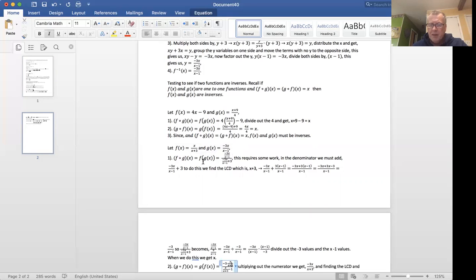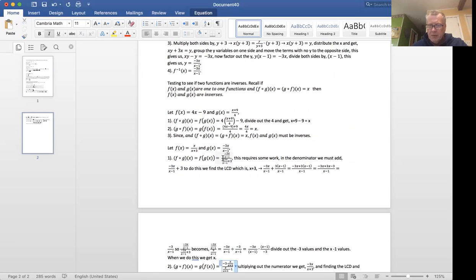So the first thing we're going to do is take f comp g of x, which again is f of g of x. That means every place there's an x in f of x, I'm going to replace it with this function, minus 3x over x minus 1. That's going to give us fractions over fractions, or complex fractions sometimes they're called. So let's recall how we handle this.